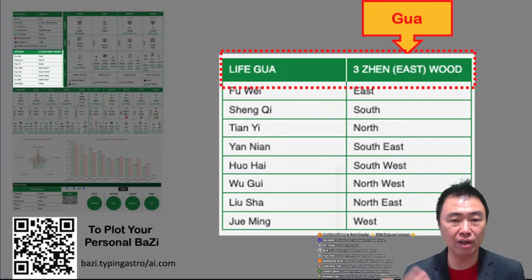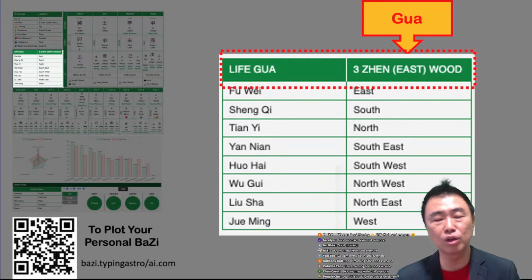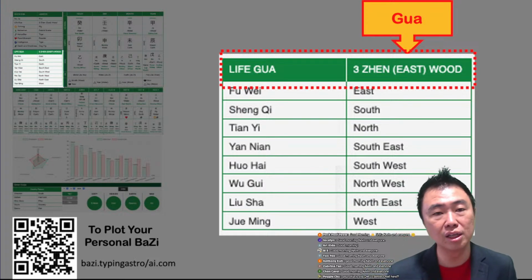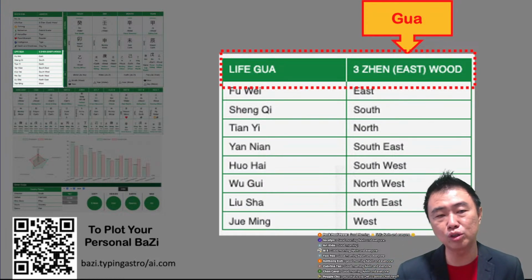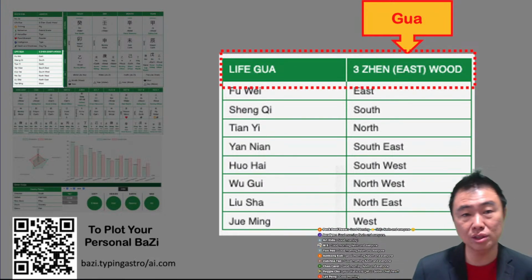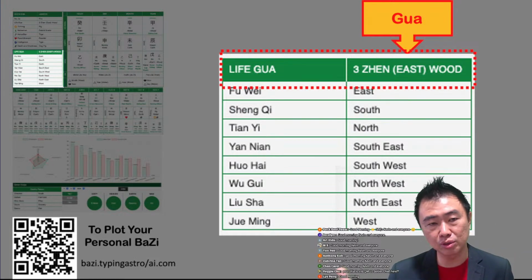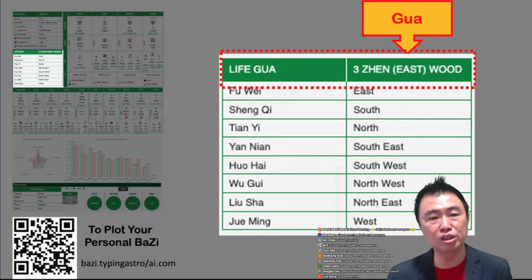Everybody has a life gua. Life gua is calculated using your year of birth. They really don't care about your month and your day of birth. You just need to do the calculation once. If you want to use software, you can just go to any website and type in life gua calculator, then put in your year of birth, and they will calculate your life gua for you. But most software would have already integrated this calculation.